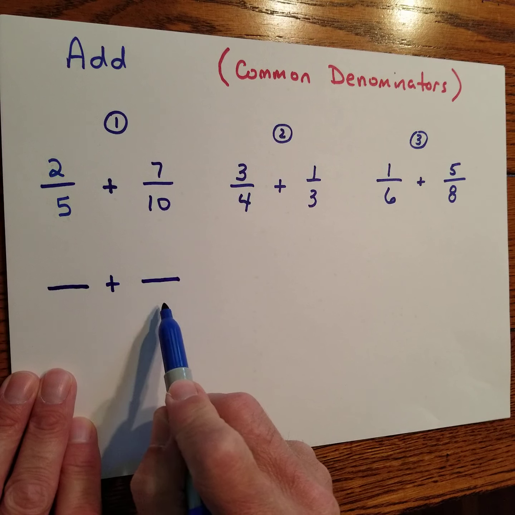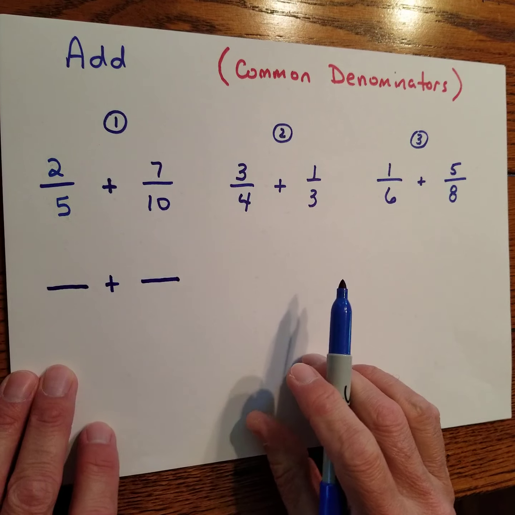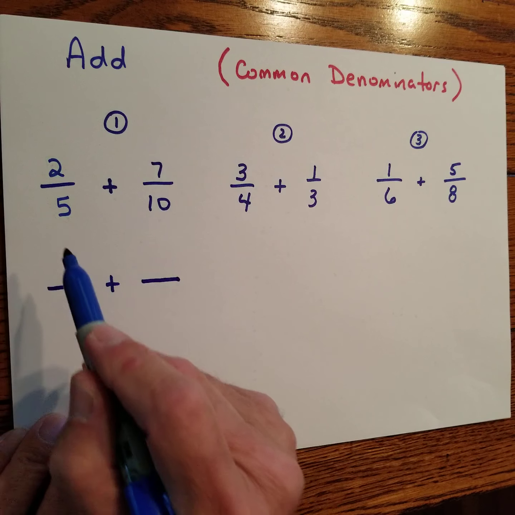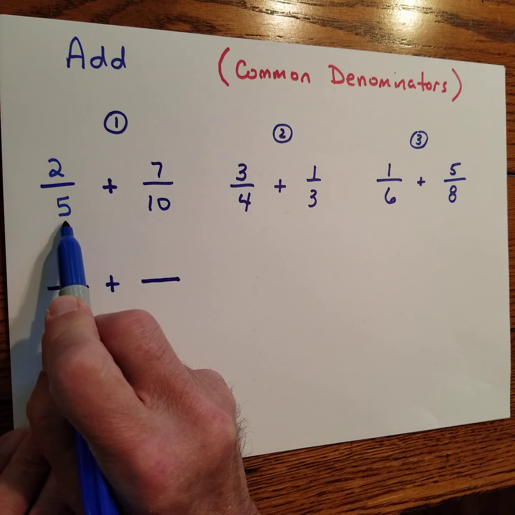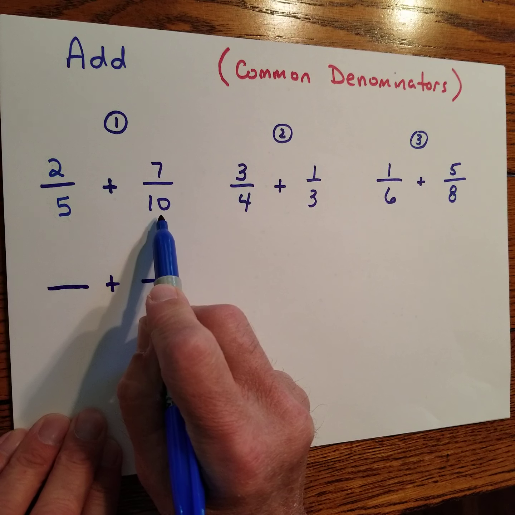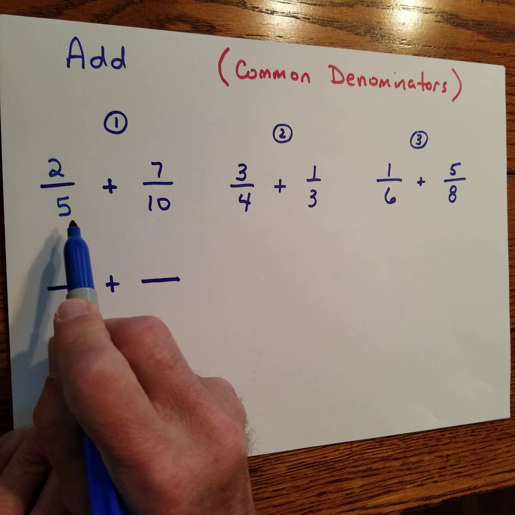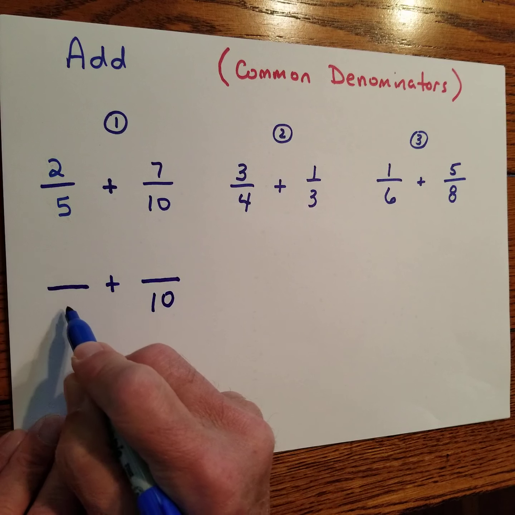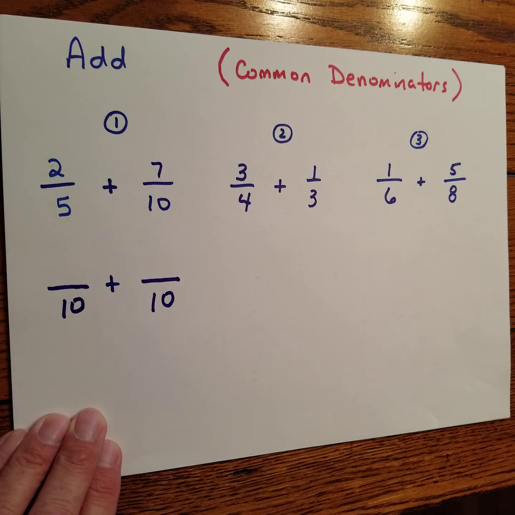I need a number that both 5 and 10 will divide into evenly. Well, the first thing I check is to see if the small denominator divides evenly into the big denominator. And it does. Since 5 divides evenly into 10, 10 makes a good common denominator.